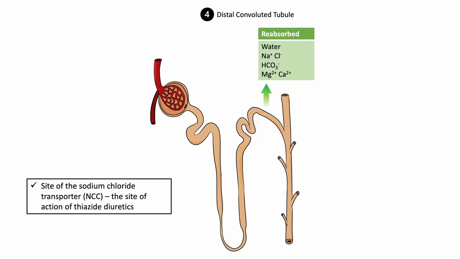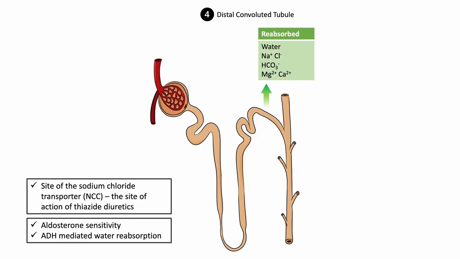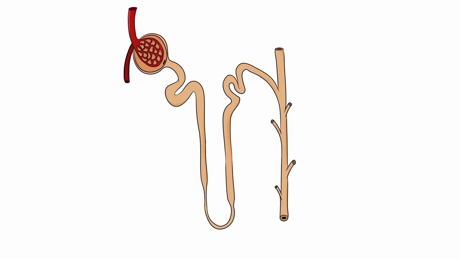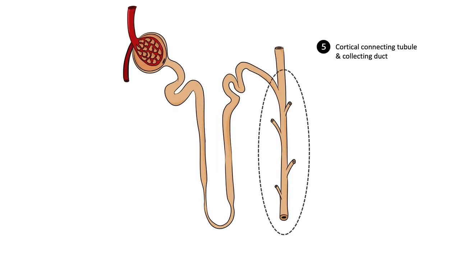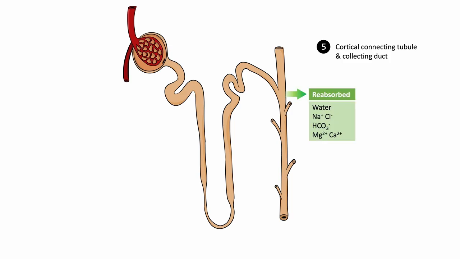While less known to some, the DCT also has some aldosterone sensitivity and ADH-mediated water reabsorption, similar to the cortical connecting tubule and collecting duct. Further fine-tuning occurs in the cortical connecting tubule and collecting duct. Here, water, sodium, chloride, bicarbonate, magnesium, and calcium are reabsorbed, while potassium, hydrogen ions, and urea are secreted. Furthermore, this is the site of action of hormones ADH and aldosterone.